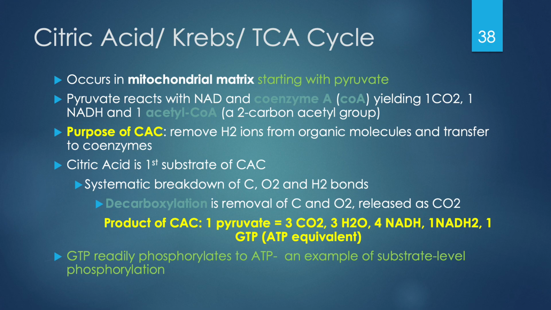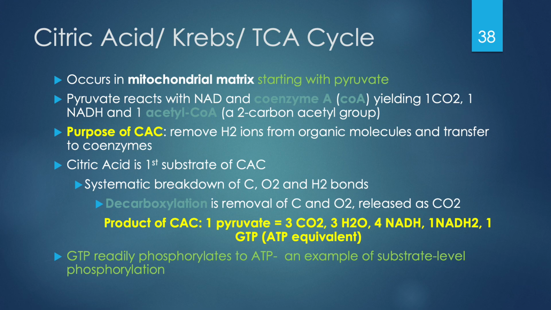That's the purpose. So pyruvate is going to react with NAD and coenzyme A to yield one carbon dioxide molecule, one NADH, and one acetyl-CoA, which is just a 2-carbon acetyl group. So this is the systematic breakdown of carbon, oxygen, and hydrogen bonds. You're going to see the term decarboxylation a lot, and what this means if you break it down is D, we're taking something out, carb is carbon, oxy is oxygen. So we are removing carbon and oxygen and then releasing it as carbon dioxide in decarboxylation.